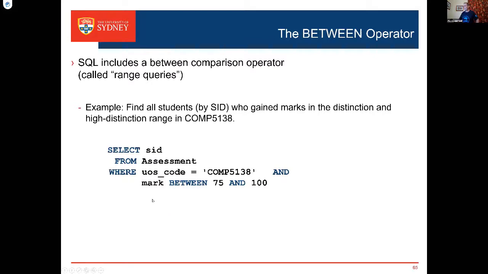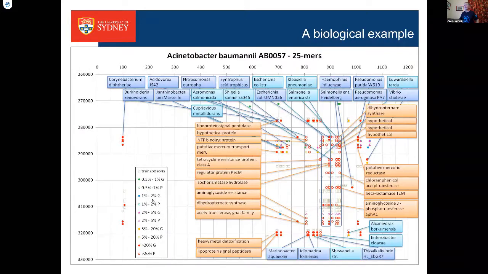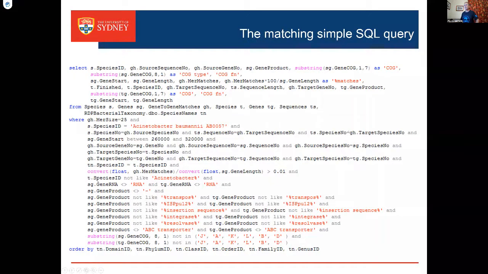And when I did the, go back to here, see this x-axis is between, the y-axis is between 260,000 and 330,000, because that happened to be the region of that organism that I knew had these interesting genes in it. And I go to that particular where clause there, and I say, only look at genes between here and here. So there's an example in that query of the between clause.